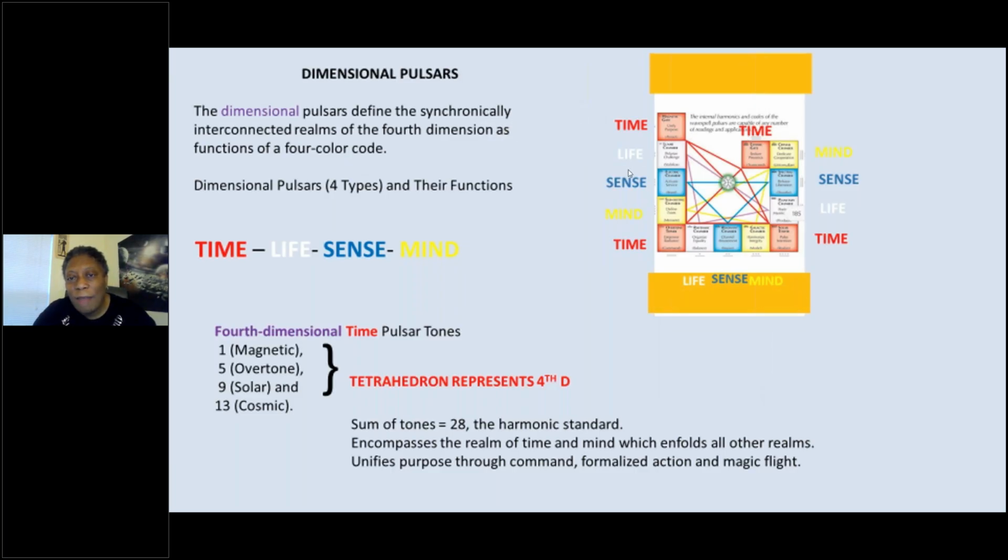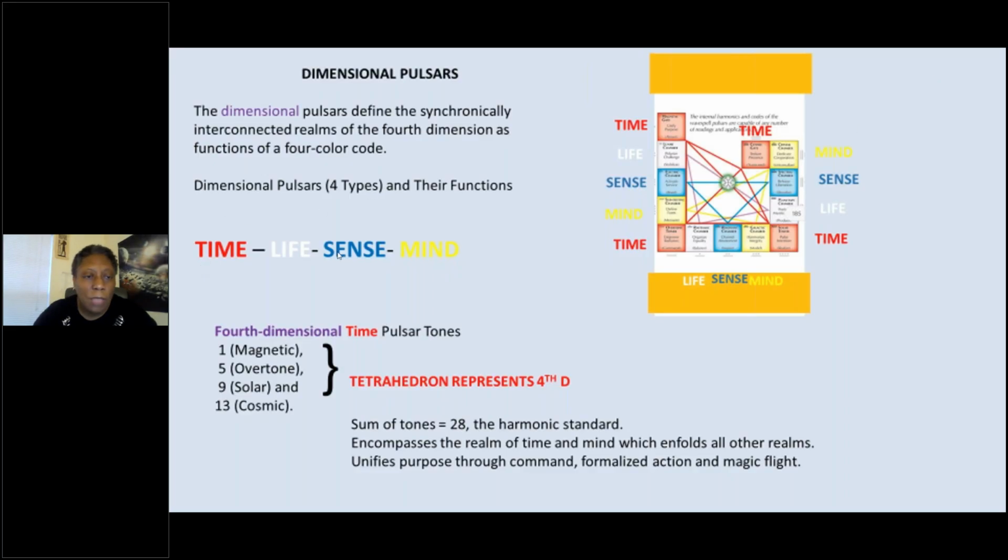But then we see life comes after time, and that's going to be the 1st dimension. And we see the connections there. Then we see the chamber of sense, or the time dimension of sense. Then we have mind. And that's going to be the 3rd dimension where we are. Then we go back to time. So what you do is remember time, life, sense, mind. Just like you remember red, white, blue, yellow, now you can remember time, life, sense, and mind.